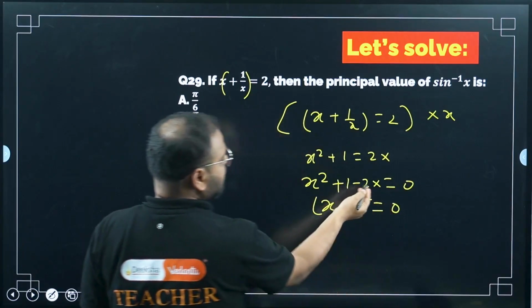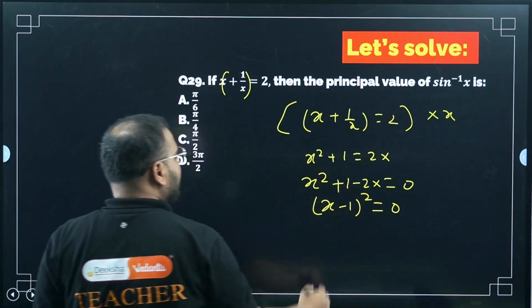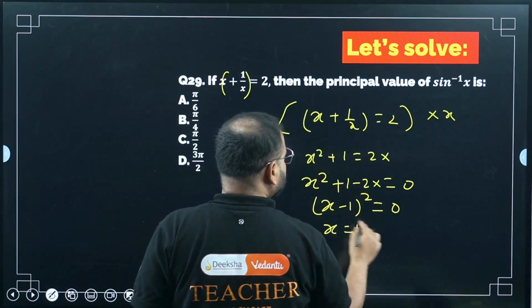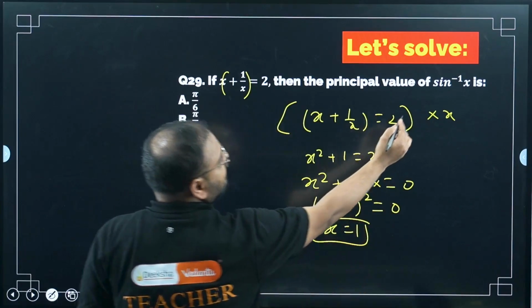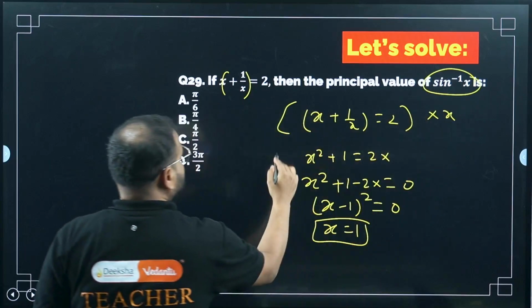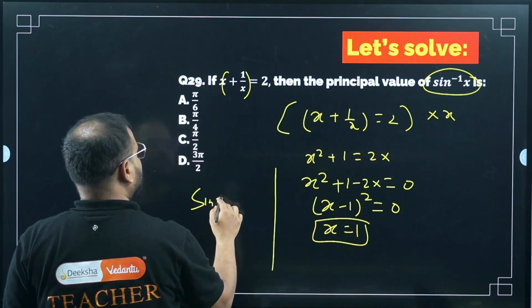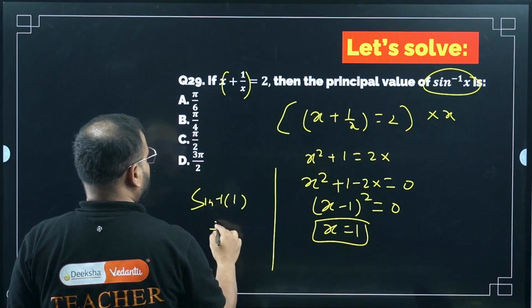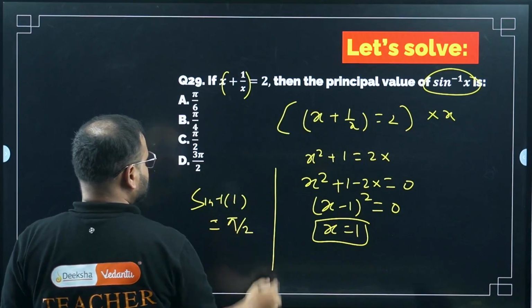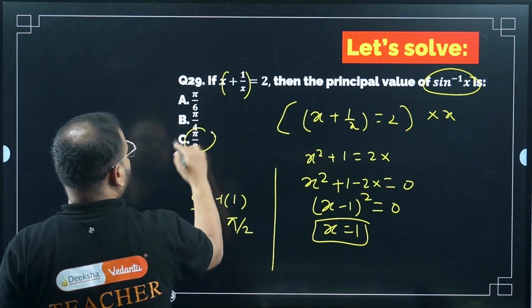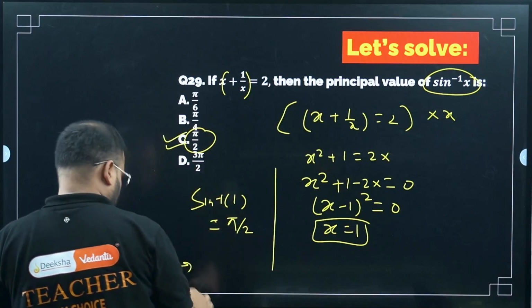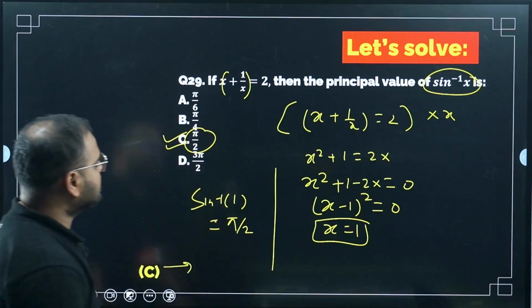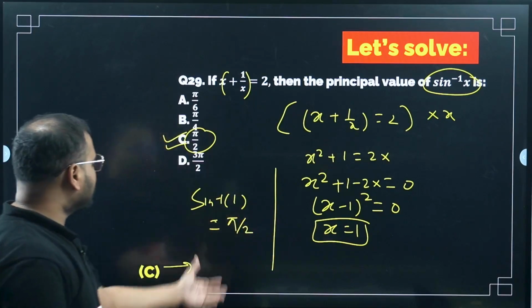Don't ask how: a square plus b square minus 2ab. So I get the x value as what? The x value is simply 1. What are they asking? Sine inverse of x. They are asking us sine inverse of x, so sine inverse of 1. What is that? Pi by 2. Sine inverse of 1 is pi by 2. The answer is C. Please check here. The answer is C. x is 1, and sine inverse of 1 is pi by 2.